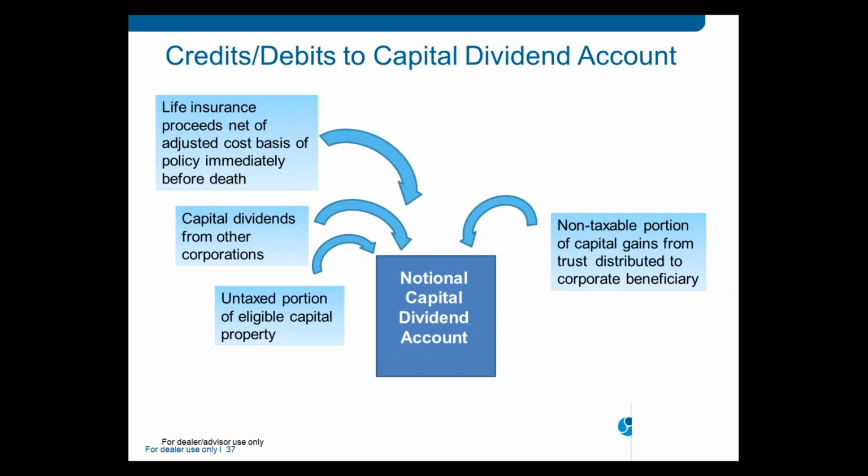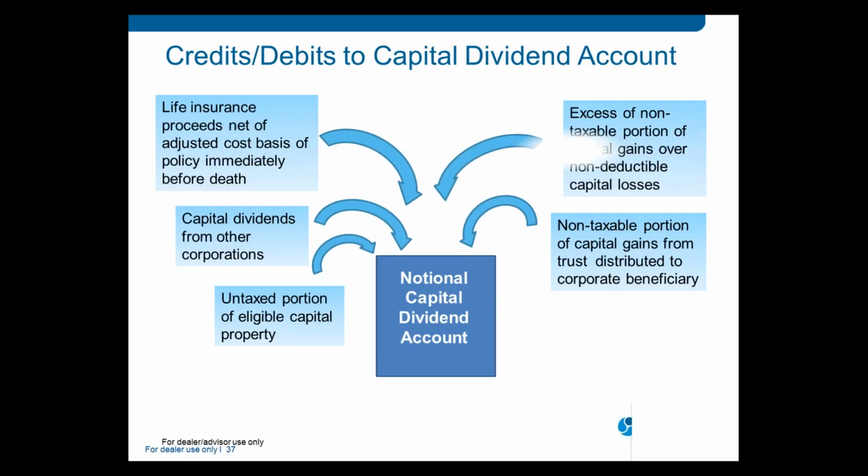People say, well, I know what happens to the capital gains. They get taxed. What happens to the non-taxable portion of the capital gain? Well, they go to that notional capital dividend account, and of course the directors can declare a capital dividend, and provided there's a positive balance in that account, they can be paid out tax-free to the shareholders. The excess of the non-taxable portion of capital gains over non-deductible capital losses also gets credited to the capital dividend account. And that money, if there's a positive balance, can be paid out tax-free in the form of capital dividends to shareholders.